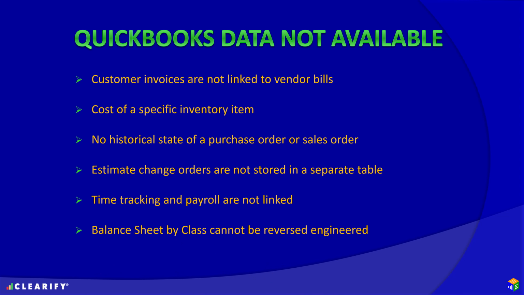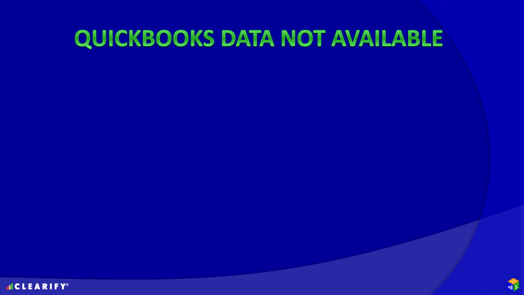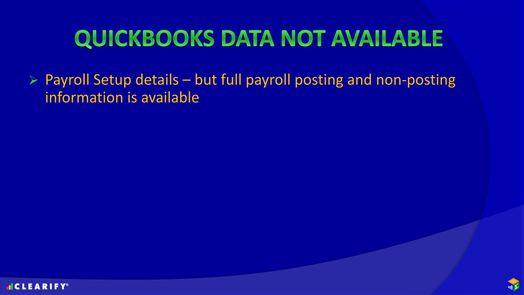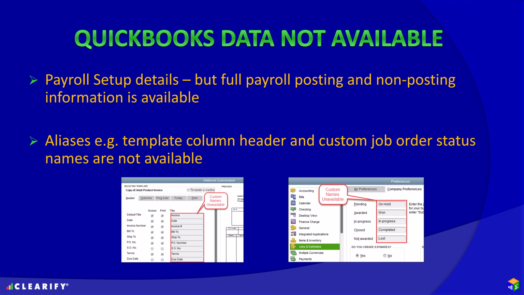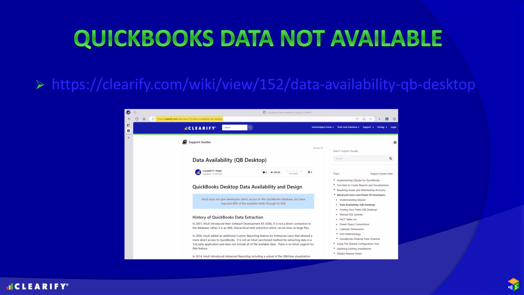Balance sheet by class cannot be reverse engineered because QuickBooks doesn't store the balance sheet account class splits. The actual report in QuickBooks is calculated on the fly when you run the report. So you should use those specific data models we have provided for balance sheet by class. There are some payroll and employee setup details missing, but payroll posting and non-posting information is complete. Then we have the alias names for things like template column headers and job status. Those are not available, just the original name. This page has a detailed list which is helpful to you before you dig in too deep.